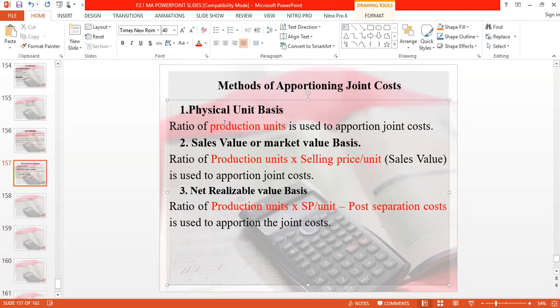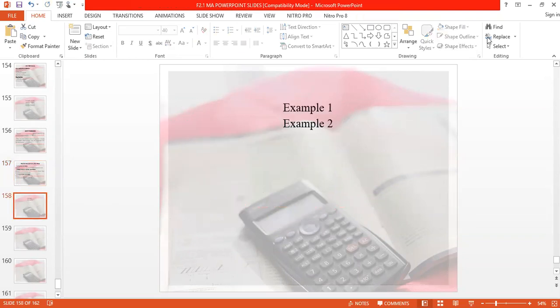So take note, if the examiner tells you to use physical units method, you use the ratio of production units. If he tells you to use sales value method, you use production units times selling price per unit. I'm repeating, it is not sales units, it is production units, because we are in a production process. And then net realizable value method is production units times selling price minus post separation costs. So why don't we look at examples? Maybe 2 or 3 quick examples, and then we continue.